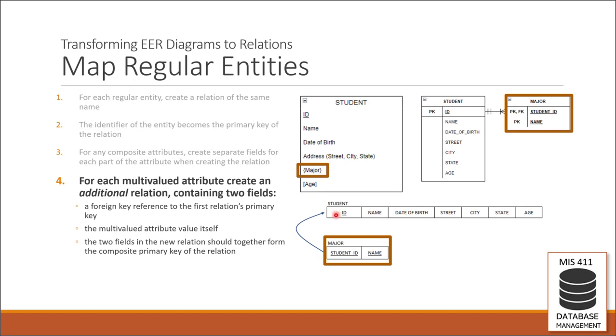And then finally, perhaps the most complicated part, for a regular entity at least, is for each multi-valued attribute, create an additional relation containing two fields: a foreign key reference to the first relation's primary key, and then the multi-valued attribute value itself. The two fields in the new relation should together form the composite primary key of the relation. So that's a lot of words, so let's look at it in practice.